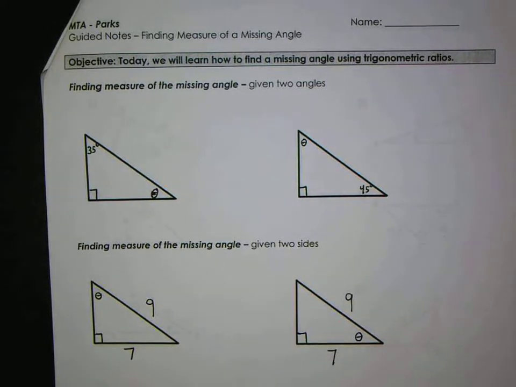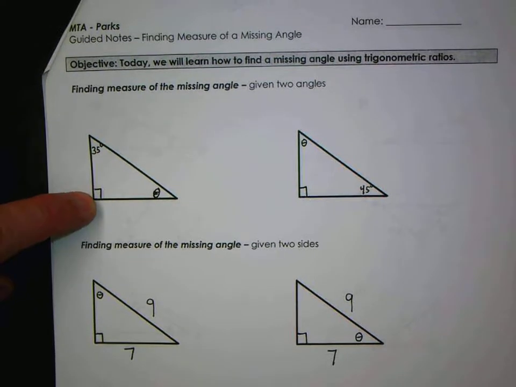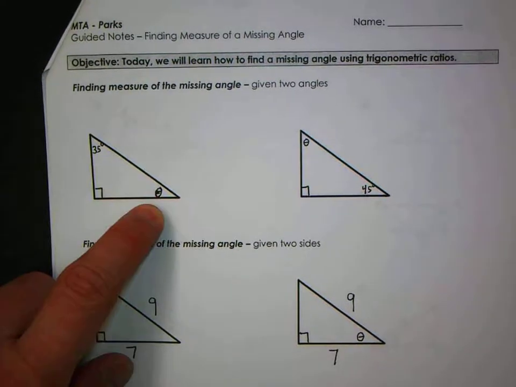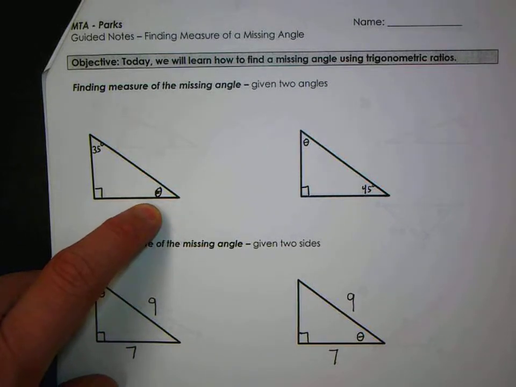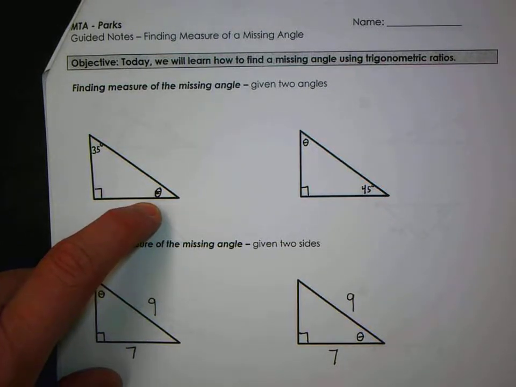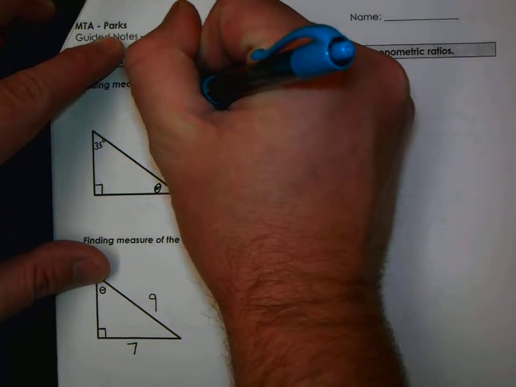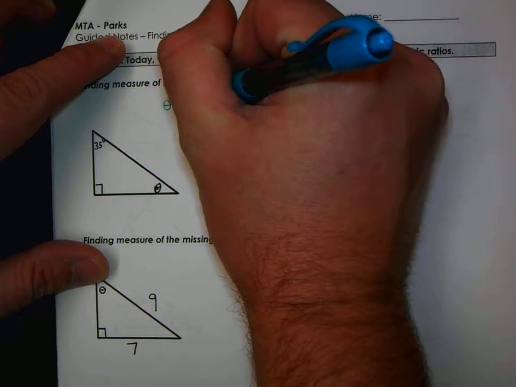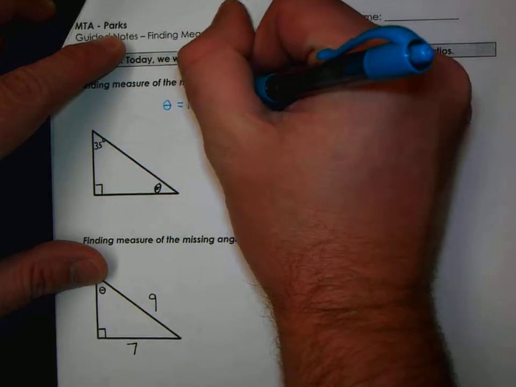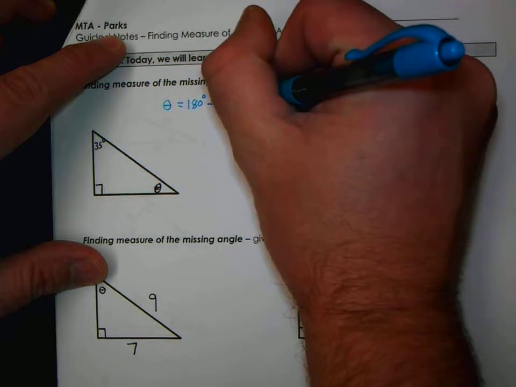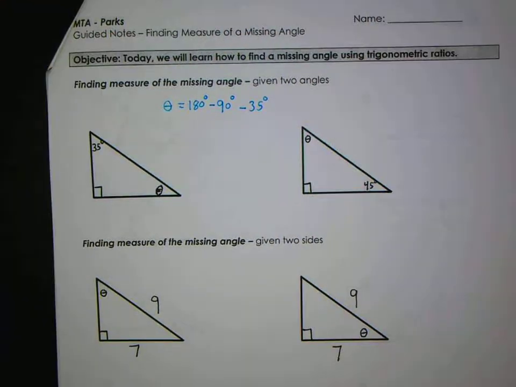So the first skill: can you find the measure of a missing angle given 3 angles, or given 2 angles? Like here, I know this is 35, I know this is 90, and I don't know this angle, but I do know that 3 angles in the triangle add up to what? 180. So to find the missing angle, I just take 180 minus 90 minus 35, and that'll tell me the missing angle.